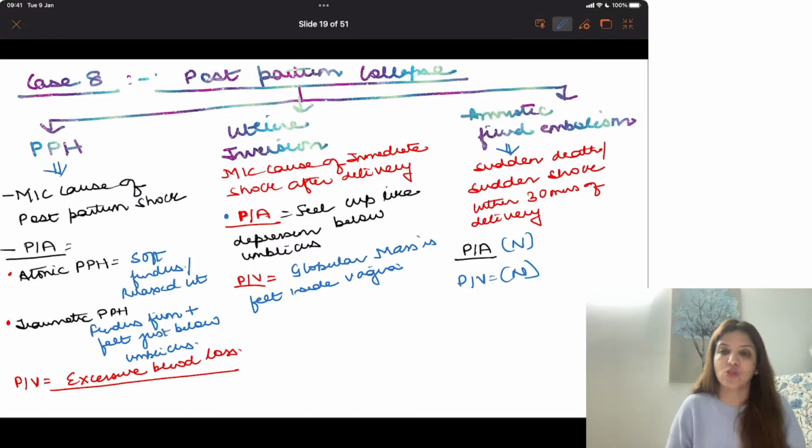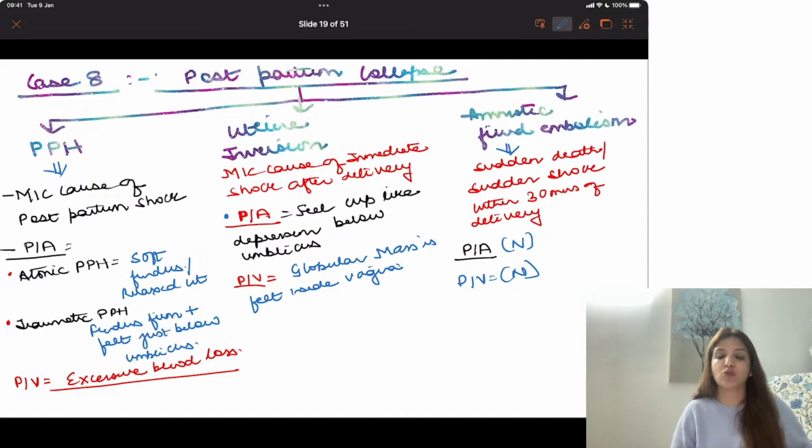Either you are dealing with a case of PPH, or you are dealing with a case of uterine inversion, or you are dealing with a case of amniotic fluid embolism. There are other reasons for postpartum collapse like uterine rupture, but these are the three most common ones which should come to your mind.